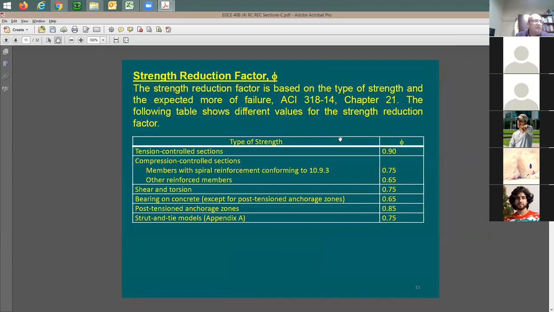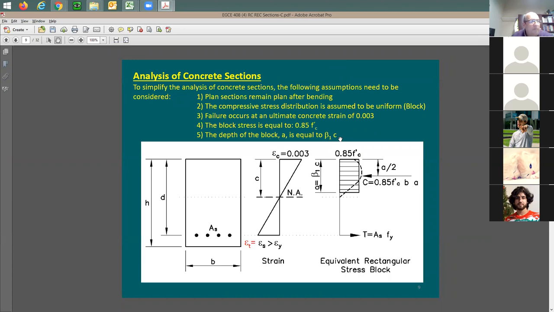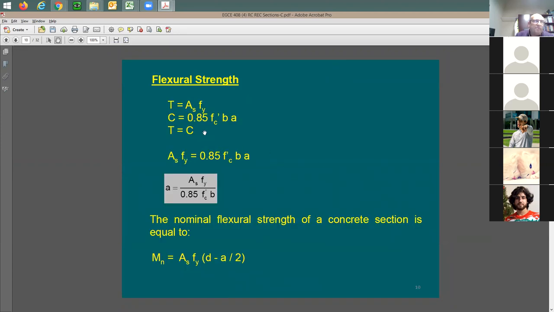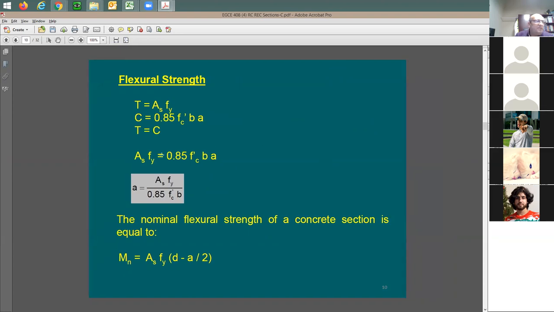Just want to explain something here. You know how to find out A, correct? The way that you find it, you set tension equal to compression. Here's the tension and compression; you set them equal to each other. When A_s goes up, what's your expectation when this value goes up? What's going to happen to A? It's going to increase as well. When the stress in the steel goes up, what happens to A? It goes up as well. Okay.